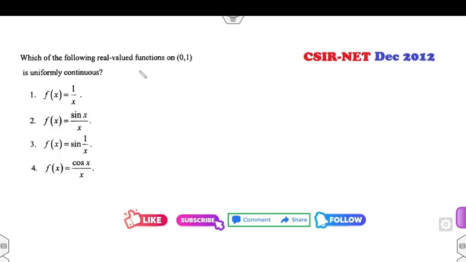Now look at this one. f is a mapping defined on the open interval (0, 1) to R. Which of the following is continuous?